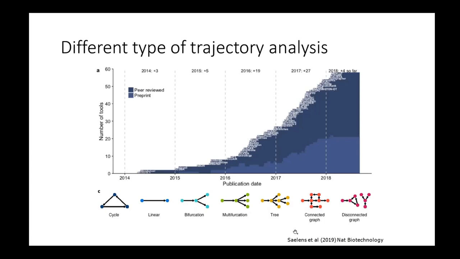So as you can see here, there are very different ways of generating a trajectory. So you already need to be aware of the trajectory tool that you're using, in which category it lies, and then know what is the conclusions that you might be able to get.